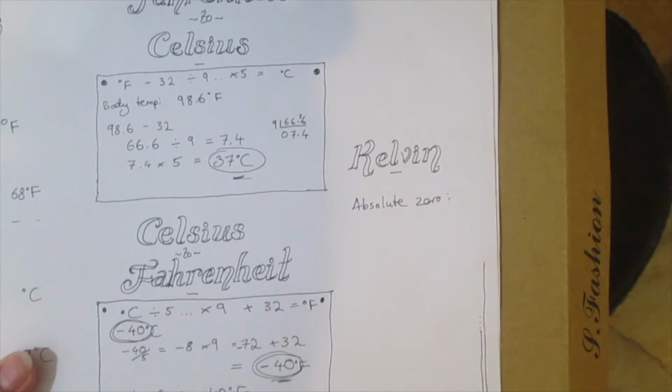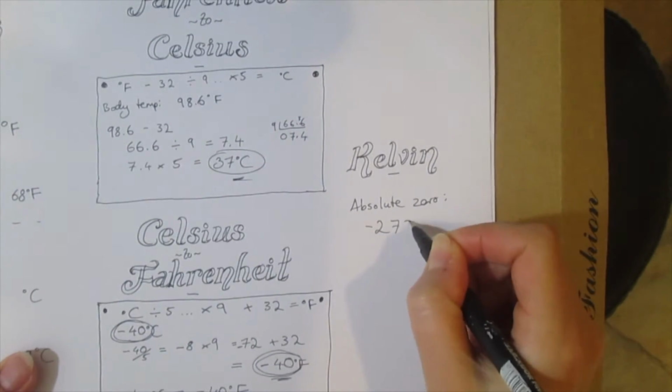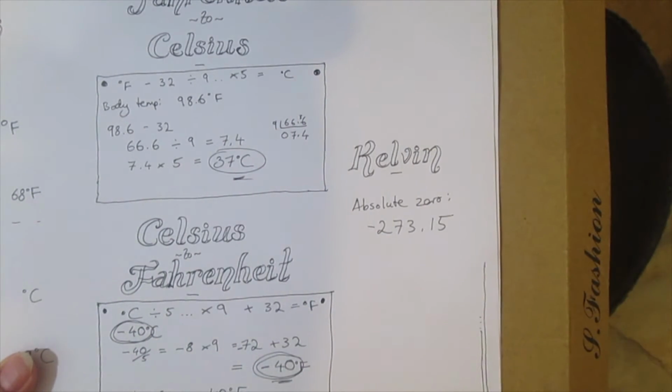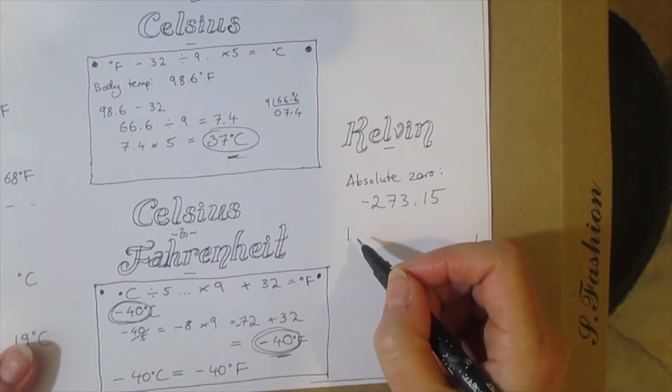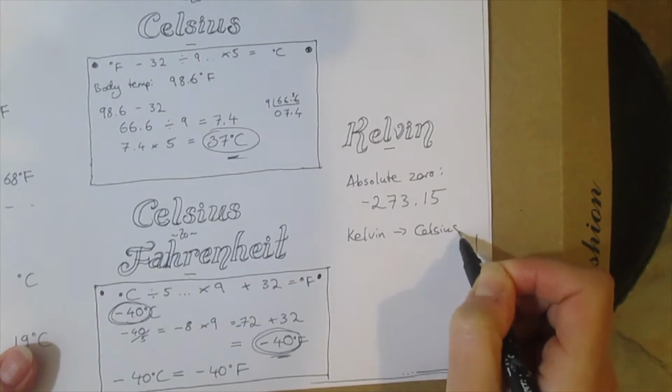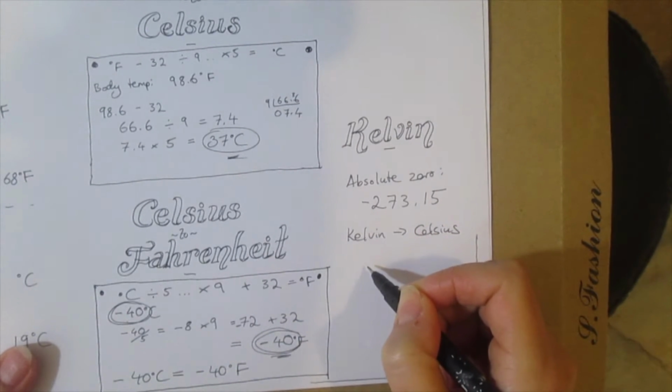Converting to and from Kelvin is pretty simple. You just either add or subtract 273.15 because that is the value of absolute zero. That is where the Kelvin scale starts.